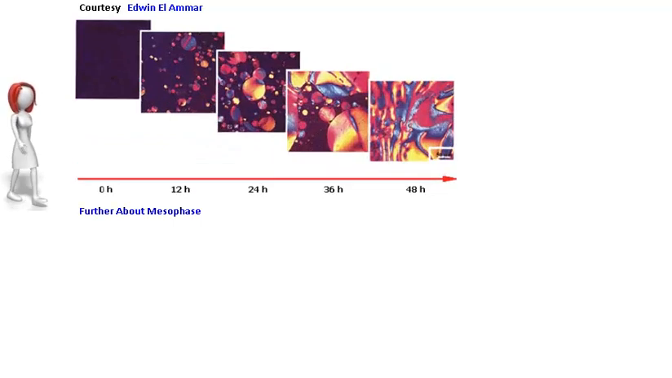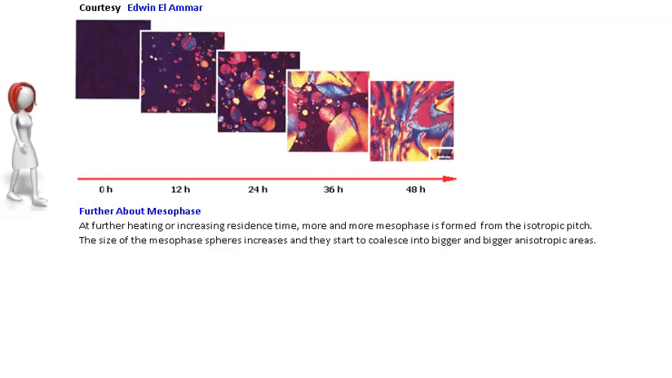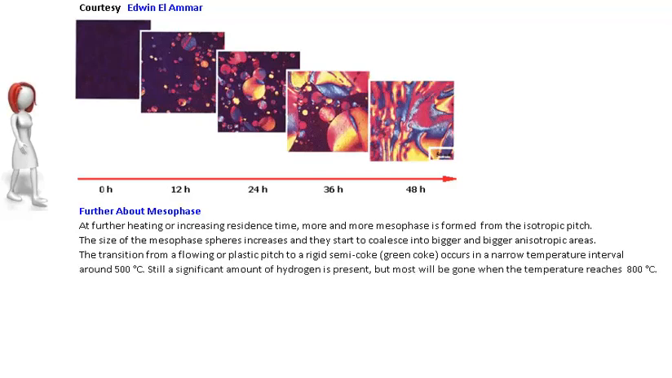Further about mesophase. At further heating or increasing residence time, more and more mesophase is formed from the isotropic pitch. The size of the mesophase spheres increases and they start to coalesce into bigger and bigger anisotropic areas. The transition from a flowing or plastic pitch to a rigid semi-coke or green coke occurs in a narrow temperature interval, around 500 degrees C. Still a significant amount of hydrogen is present, but most will be gone when the temperature reaches 800 degrees C.